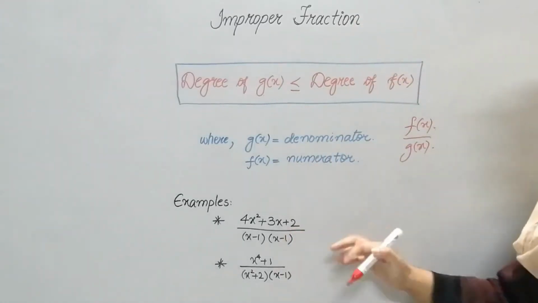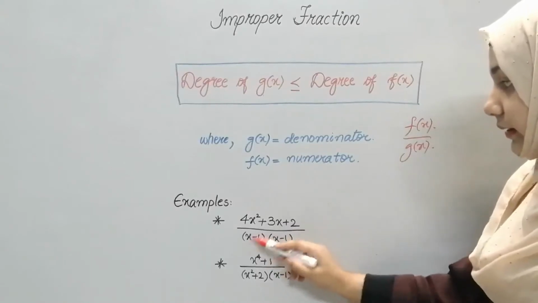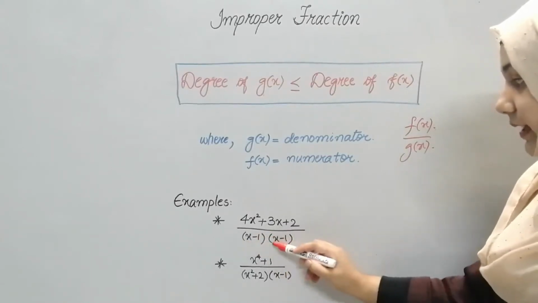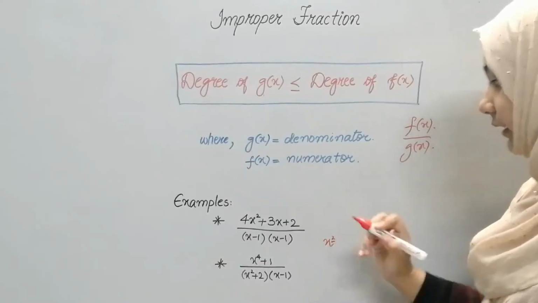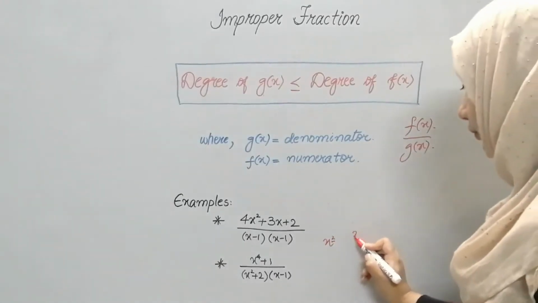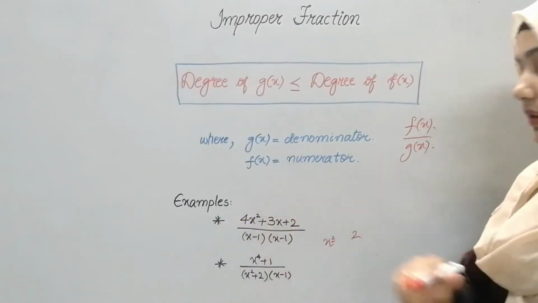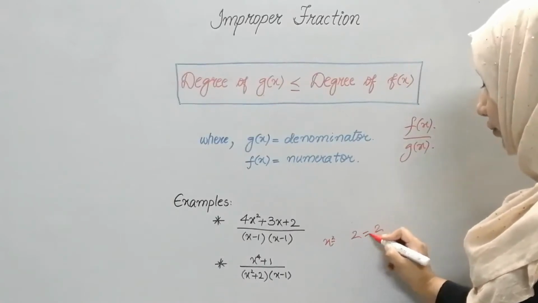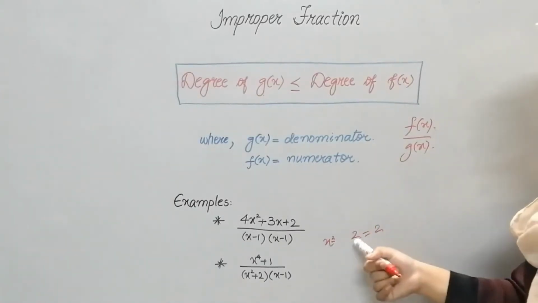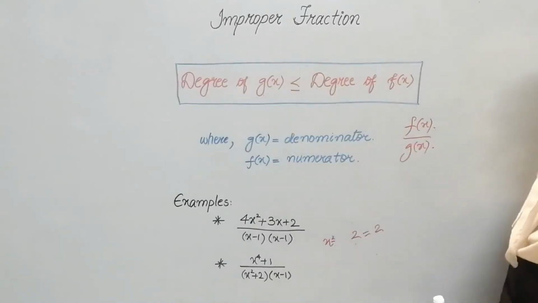See, here if you see the denominator, if I multiply this, I've got 2 factors, right? If I multiply this, x into x will be x square. So the denominator is having the degree 2. But if you see in the numerator, the highest degree is 2. So 2 is equal to 2. That means it is an improper fraction, right?